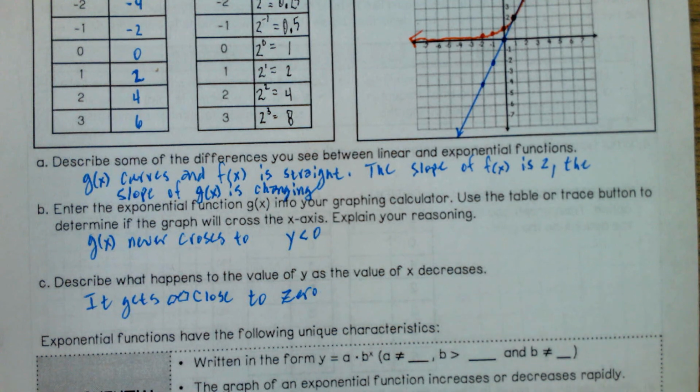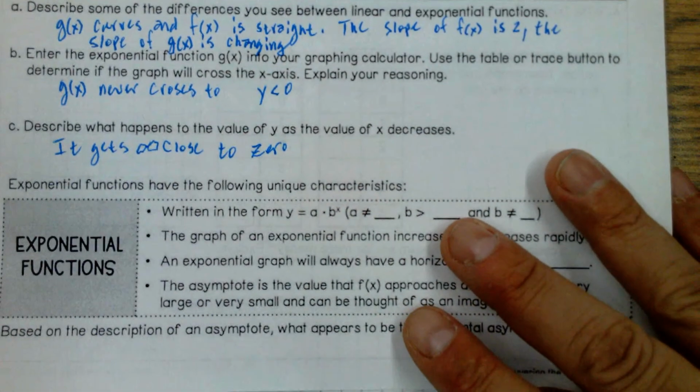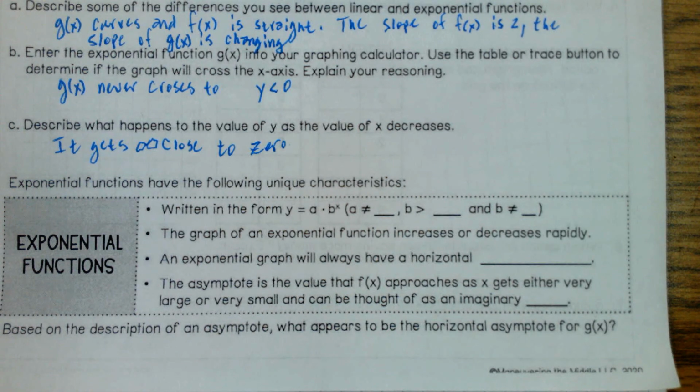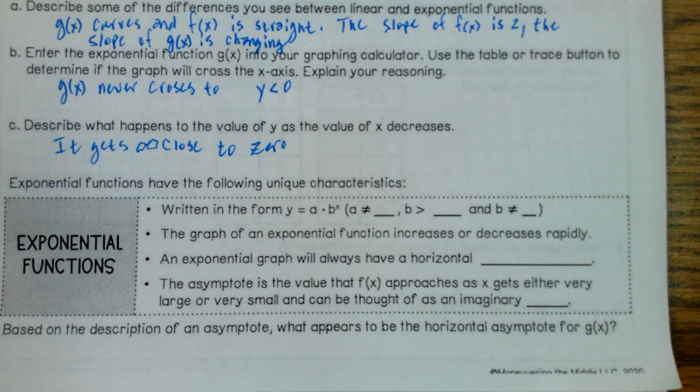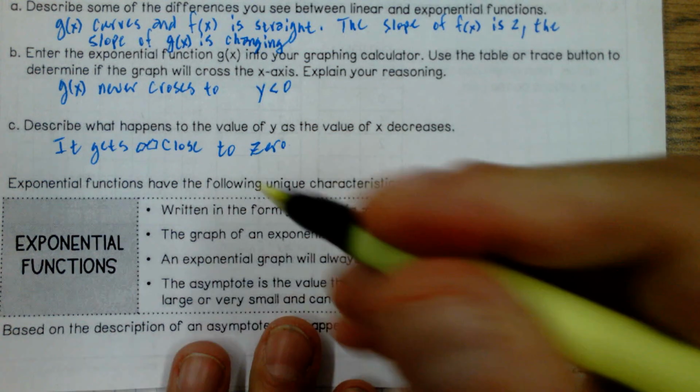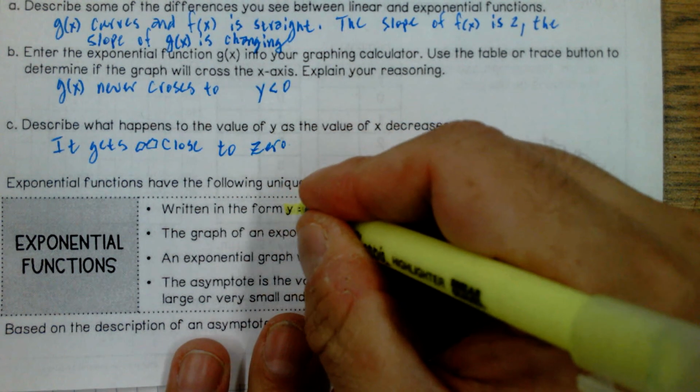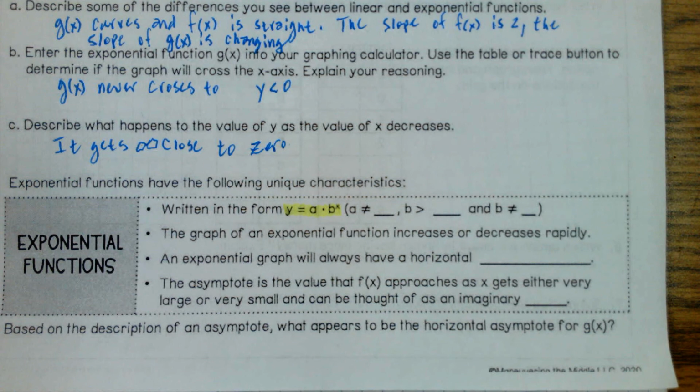All right, so we're going to move on to this next table. And this really describes what an exponential function is. Okay. So an exponential function is written in this form, a times b to the x. This is kind of like y equals mx plus b, but for exponential functions. A times b to the x.